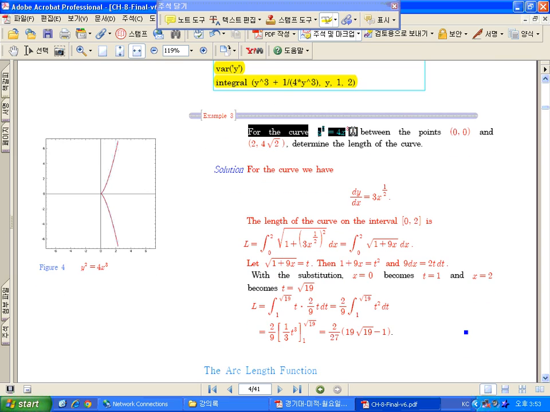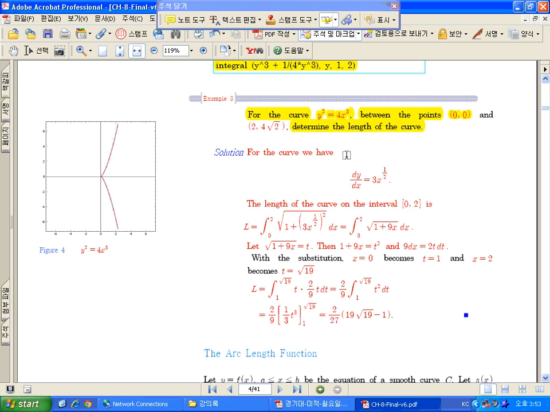Next, for the curve y squared is equal to 4x cubed, which is this. For this curve, between the points 0, 0 and 2, 4 root 2, determine the length of the curve. Since y squared is equal to 4x cubed, we can find dy/dx as 3 times square root of x. We use the arc length formula and substitute dy over dx here, which gives the integral from 0 to 2 of square root of 1 plus 9x dx.